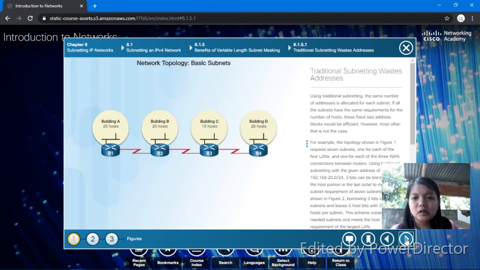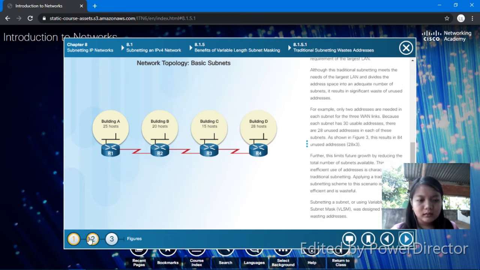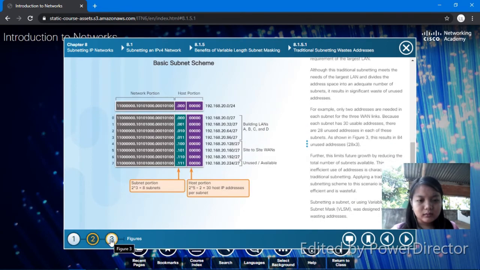Traditional subnetting based addresses. So building A, building B, C, and D. Subnetting portion. These are the network portion and this one is the host portion.